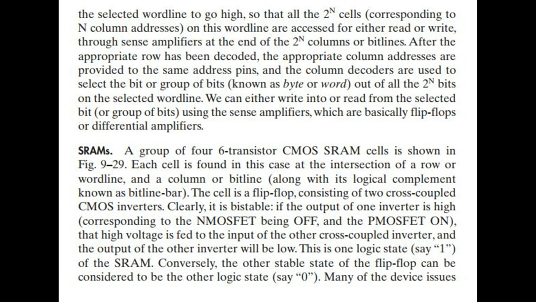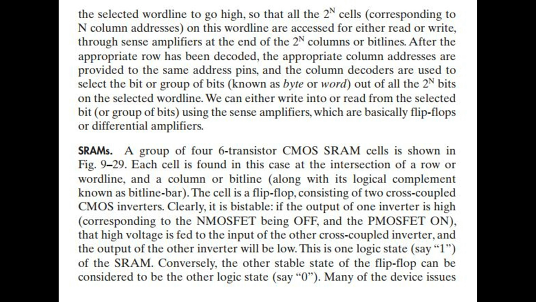After the appropriate row has been decoded, the appropriate column addresses are provided to the same address pins, and the column decoders are used to select the bit or group of bits, known as byte or word, out of all the 2^N bits on the selected word line. We can either write into or read from the selected bit, or group of bits, using the sense amplifiers, which are basically flip-flops or differential amplifiers.